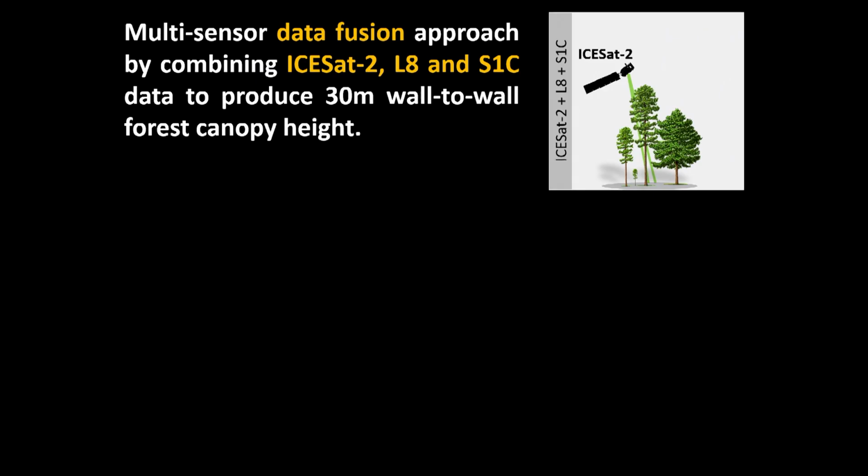So ICESat-2 is a sampling system. It does not provide a wall-to-wall product. So we're not going to have a wall-to-wall canopy height map at 1 meter, 10 meters, 30 meters. We need to integrate ICESat-2 with other sensors. Right? We can integrate ICESat-2 with Landsat, with Sentinel, with whatever sensor you have wall-to-wall data you can integrate.